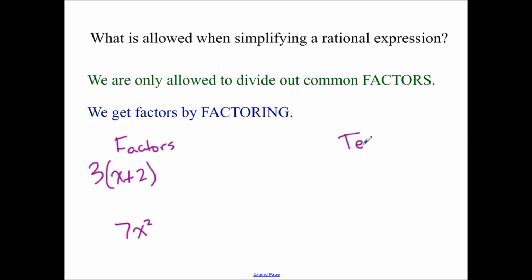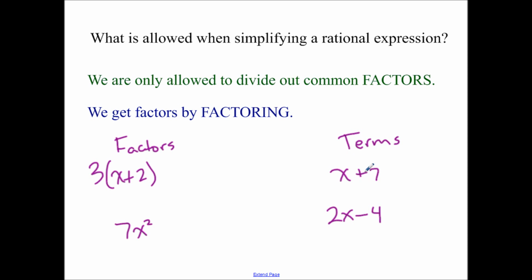Terms are expressions that are being added. So these are terms. x plus 7. 2x, 2 times x, we've got factors here, but 2x minus 4. Those are terms. They're being added and subtracted. You can't separate them by division. So terms are expressions being added or subtracted.